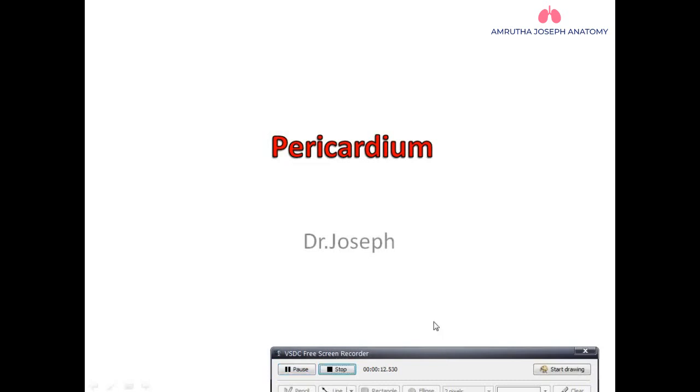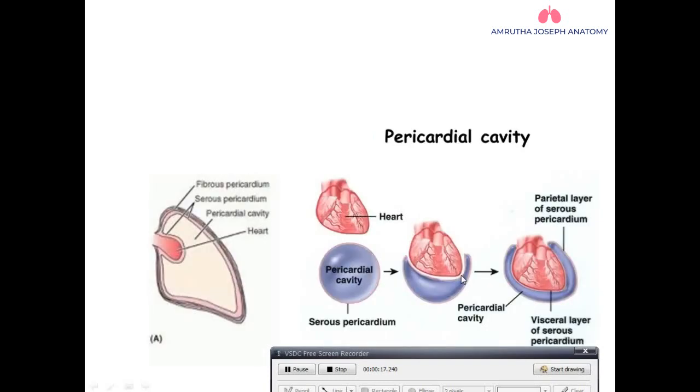So let's begin. Pericardium is the covering of the heart.